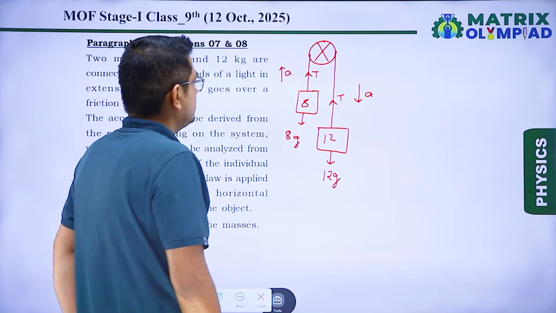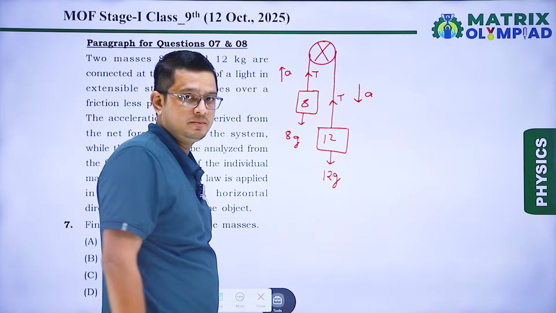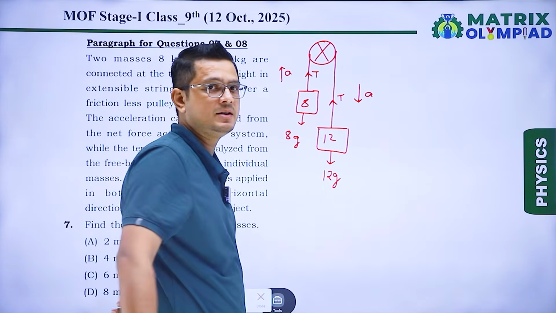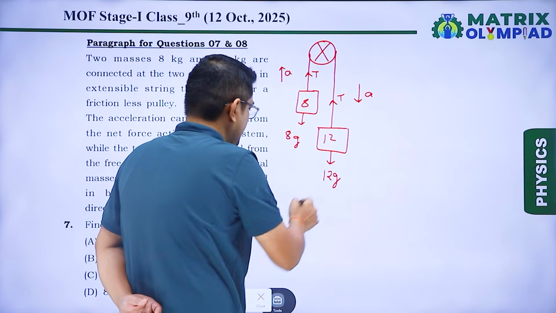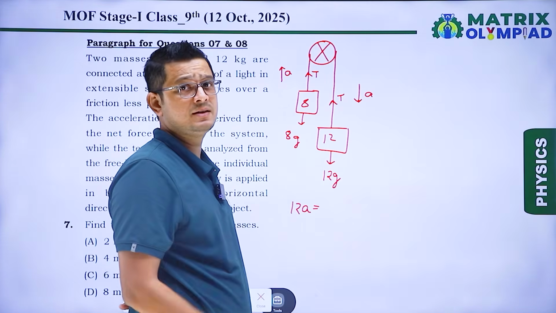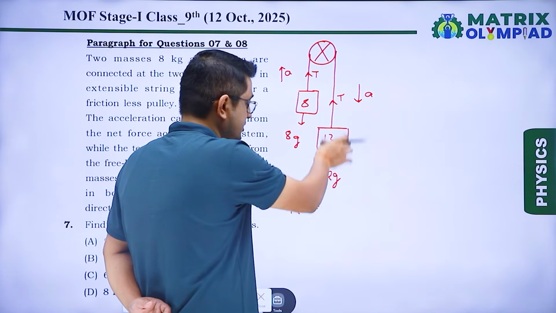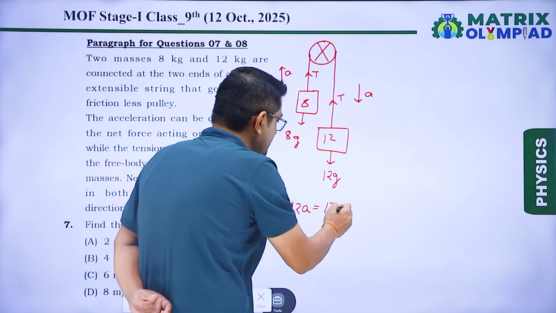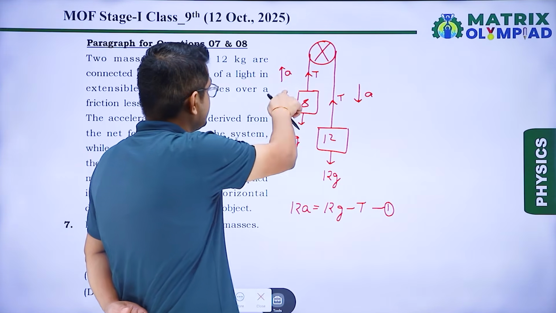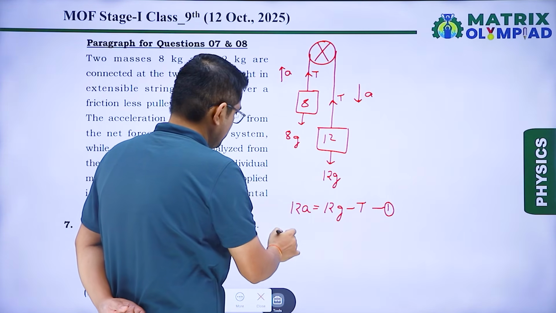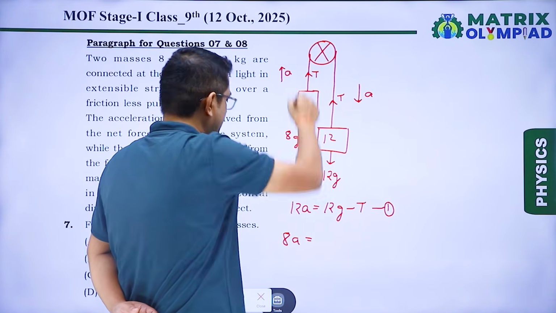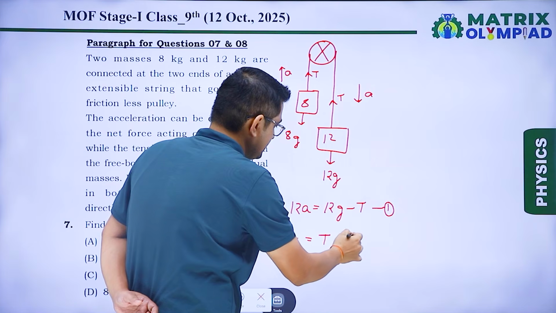Now let us write two equations here. For this side I will write the net force. Net force means net mass multiplied by acceleration. So 12a equals the larger force minus the smaller force. The larger will be 12g because it is going downward. So 12g minus T, equation number 1. For the other side we will write the net force equation, that is 8a equals the larger force, because it is going in the upward direction, so we will write T minus 8g.